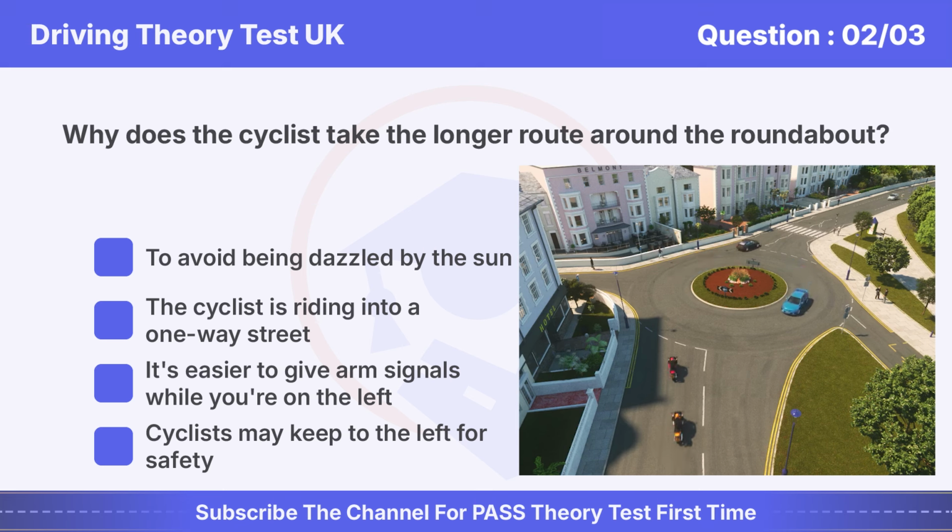Question 2. Why does the cyclist take the longer route around the roundabout? Option A. To avoid being dazzled by the sun. B. The cyclist is riding into a one-way street. C. It's easier to give arm signals while you're on the left. D. Cyclists may keep to the left for safety.